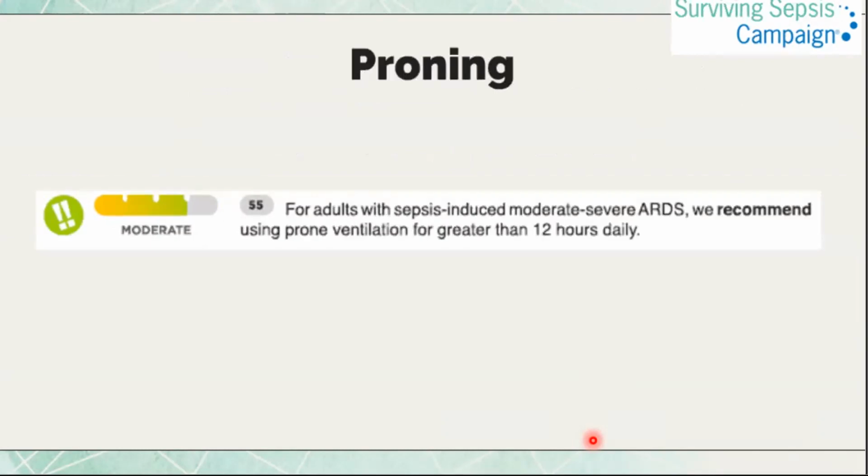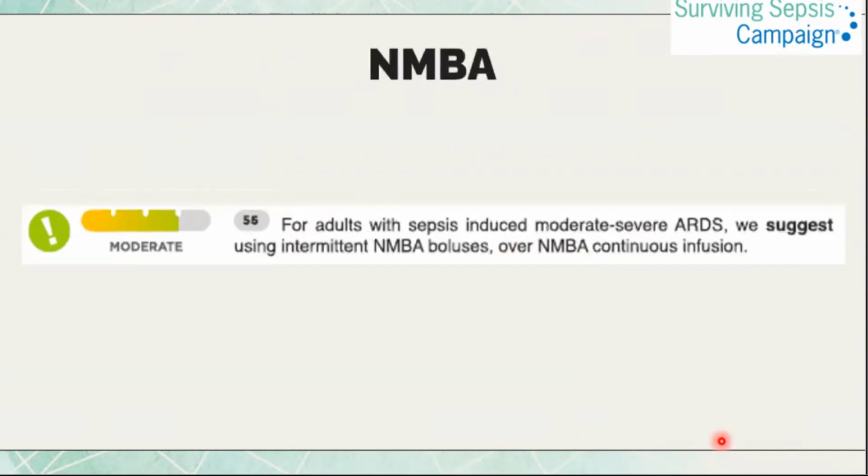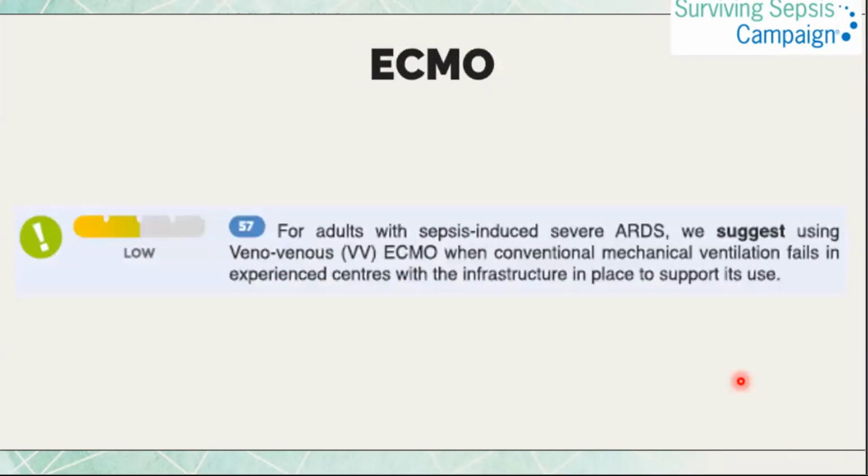For adults with sepsis-induced moderate to severe ARDS, we recommend using prone ventilation for greater than 12 hours daily. For adults with sepsis-induced moderate to severe ARDS, we suggest using intermittent neuromuscular blocking agent boluses over continuous infusion. For adults with sepsis-induced severe ARDS, we suggest using veno-venous ECMO when conventional mechanical ventilation fails, in experienced centers with the infrastructure in place to support its use.